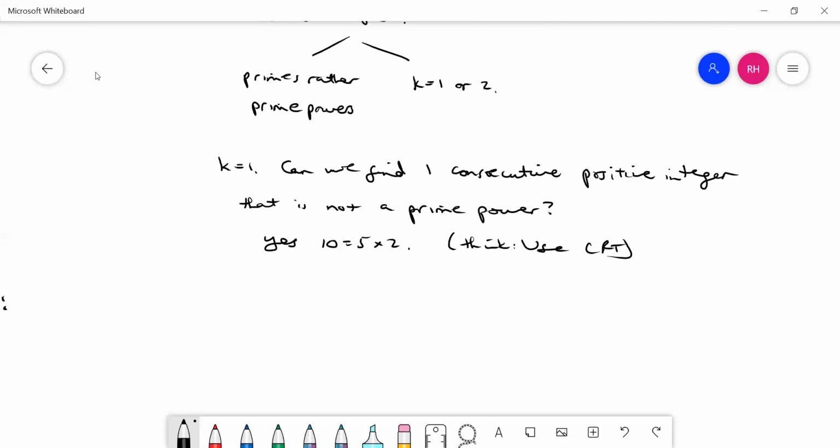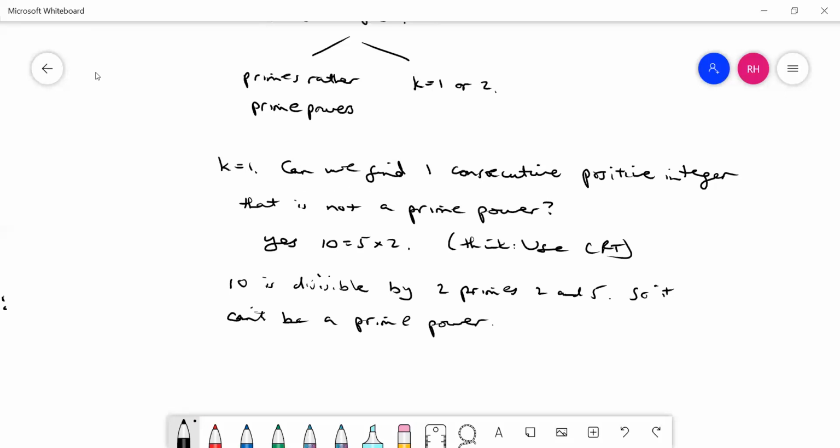Well, what's the answer? One answer is that 10 is divisible by 2 primes, 2 and 5. So it can't be a prime power.